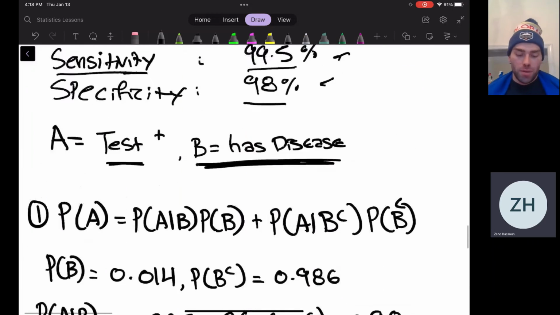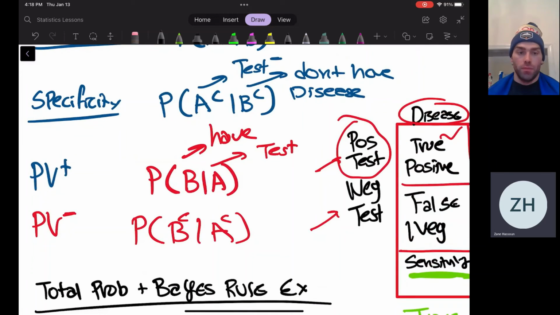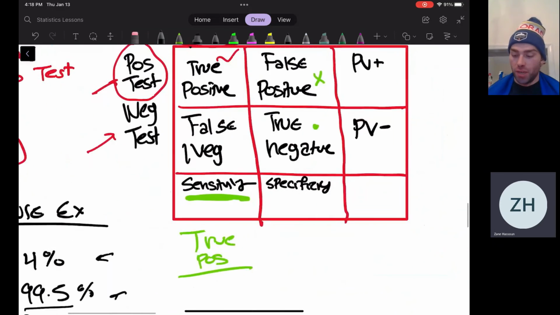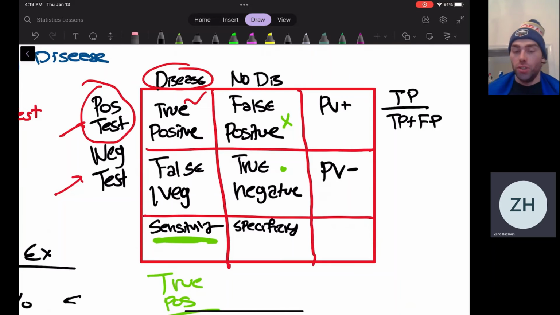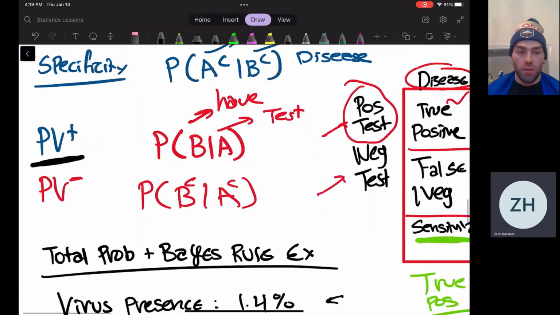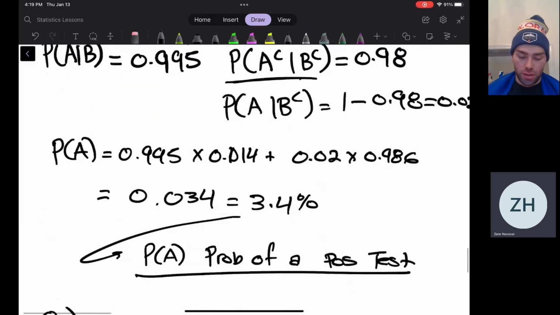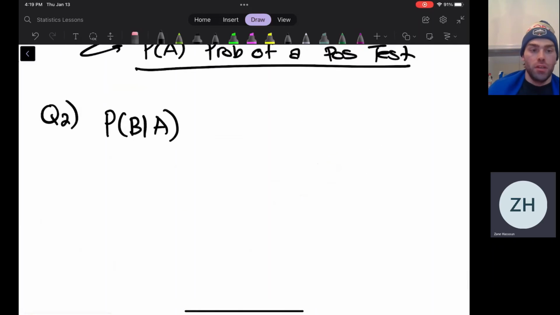So if you think about this for a moment, let's go back to our notes. Probability of B given A is just our predictive value positive. So you want to come to our chart here, and we would see that this is simply the value of the true positive over the true positive plus the false positive. So we're just trying to evaluate that question.